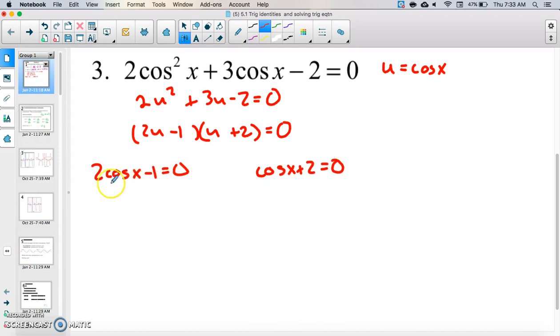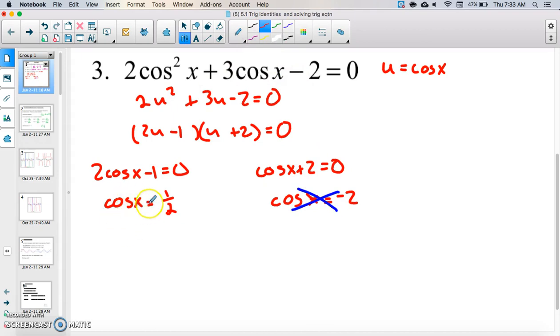Here I'm going to add over 1 and divide by 2, so I've got cosine x equals 1/2. Here I'm going to subtract the 2, so cosine x equals -2. Nowhere on the circle does cosine equal -2, so this is not going to be an option.